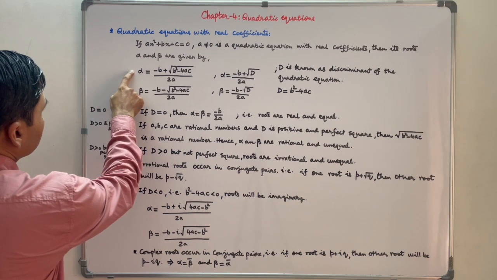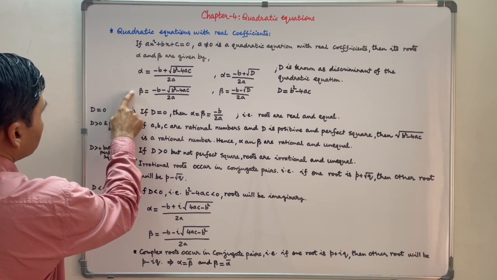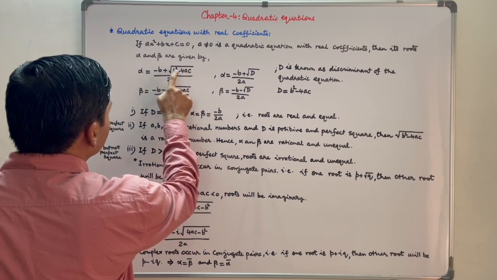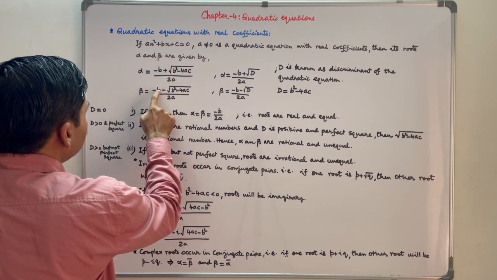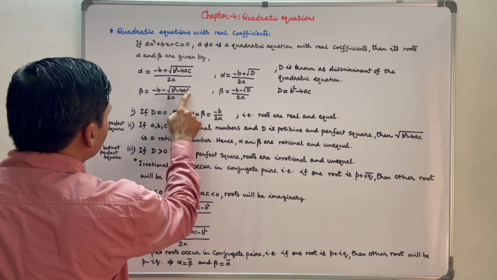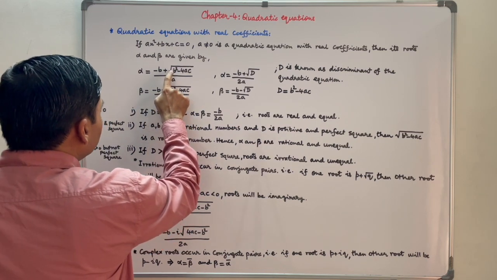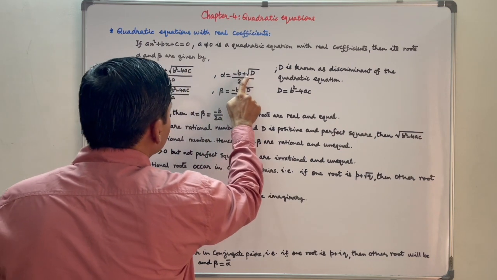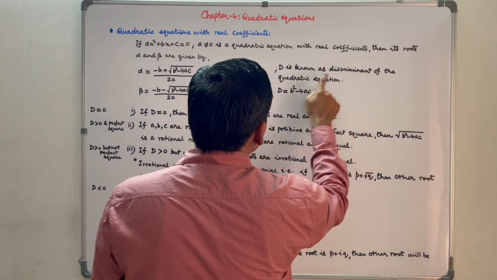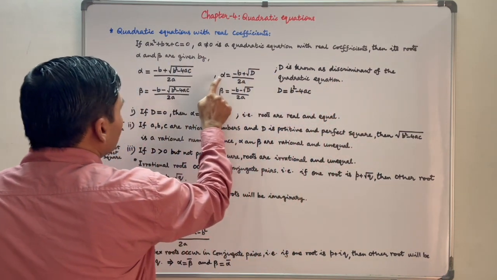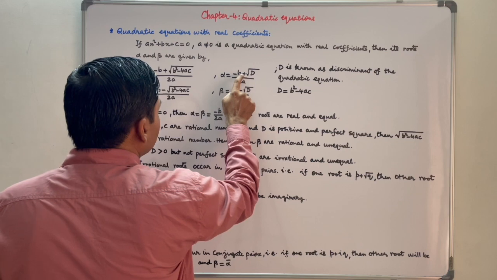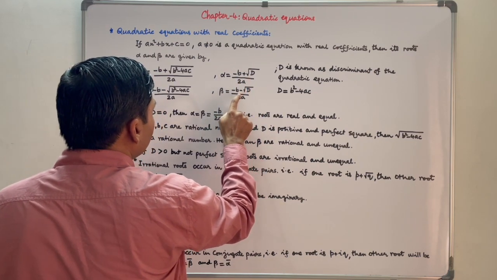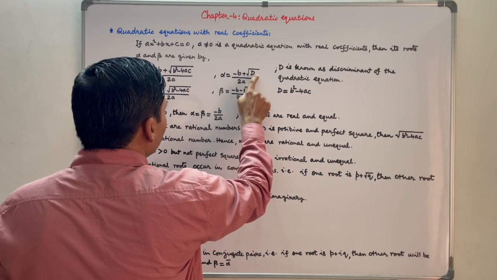Just now we have seen that roots of a quadratic equation are given by the formula minus b plus under root b square minus 4ac upon 2a and minus b minus under root b square minus 4ac upon 2a. b square minus 4ac is usually represented by letter capital D, which is known as discriminant of the quadratic equation. So roots can be written as minus b plus under root D upon 2a and minus b minus under root D upon 2a. We will consider four cases here.